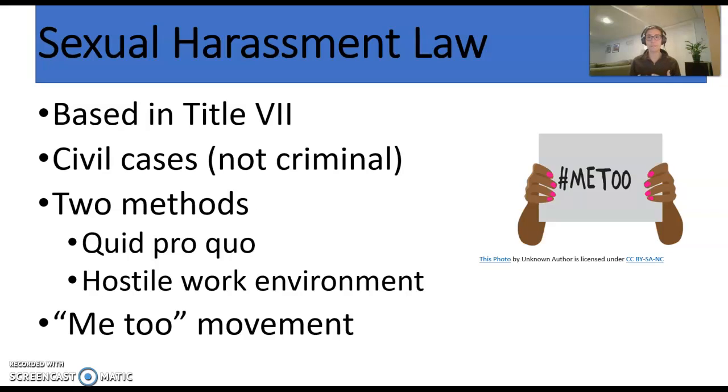Sexual harassment, if it involves assault or touching of another person, can also involve a criminal case as well. So just keep those aside for a second, because we're going to focus here on sexual harassment in the civil context. There are two types of sexual harassment. Again, if you choose this as your topic, I want to hear more about these.